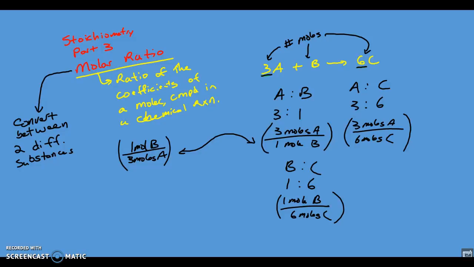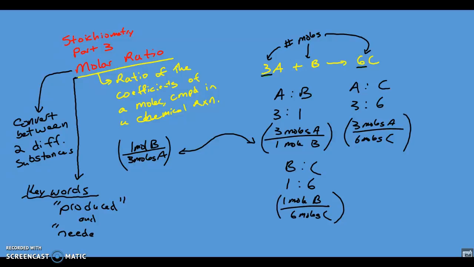So one more hint I want to talk about is keywords. When reading these word problems, they can be confusing. The keywords that tell you to use the molar ratio are produced and needed. If you see these words in a word problem, that means you have to use the molar ratio. You have to use the molar ratio every time.